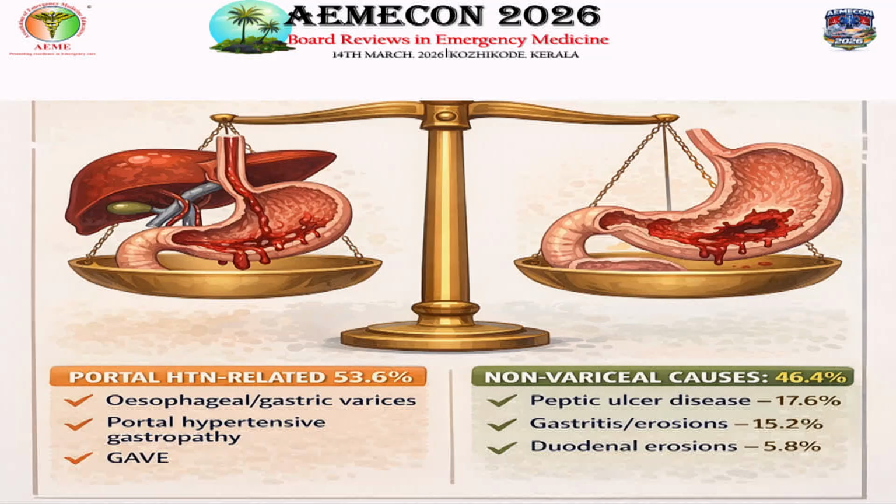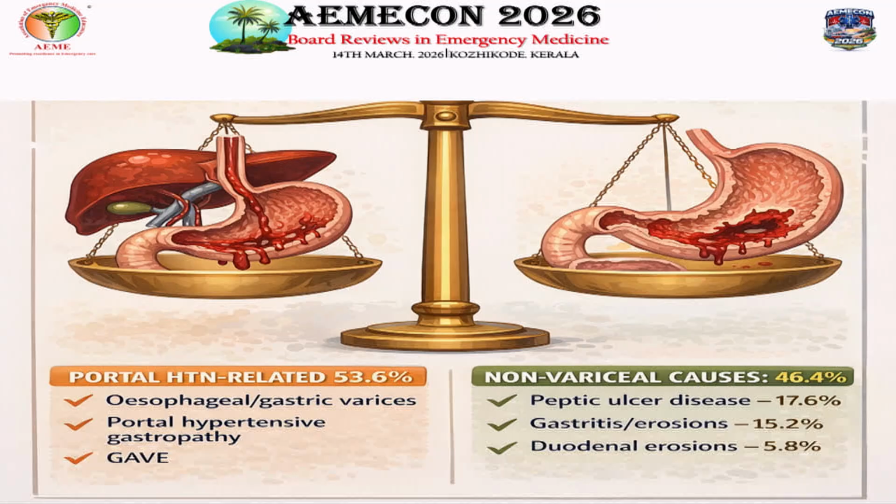This is Indian data. If you have gone through your MBBS books, it will be written like 80% of the times it is non-variceal, 20% of the times it is variceal. This is published from AIIMS Rishikesh. They found out that variceal bleed is more common in Indian settings. Non-variceal, it is 46.4%. Out of that, peptic ulcer, gastritis, and duodenal ulcers are common.